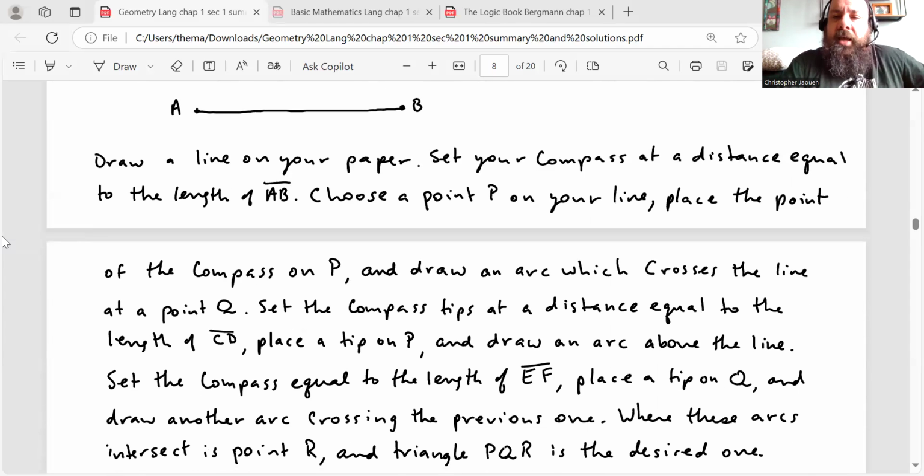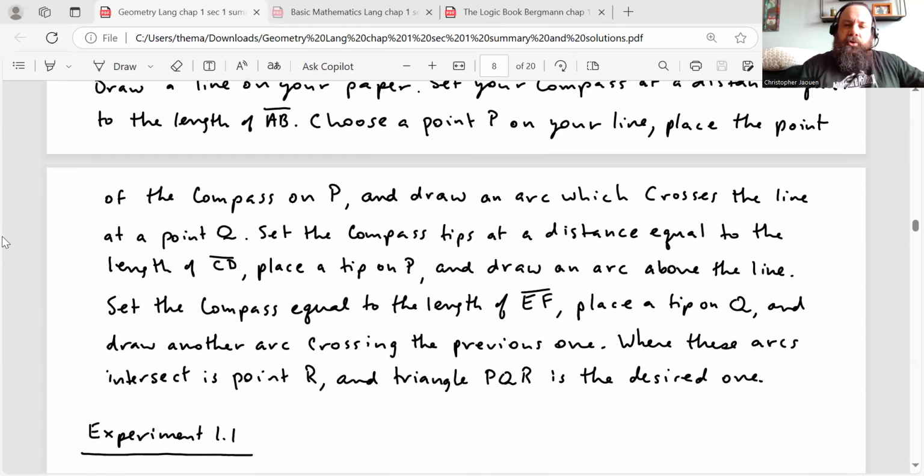Set your compass at a distance equal to the length of AB. Choose a point P on your line. Place the point of the compass on P and draw an arc which crosses the line at point Q. Set the compass tips at a distance equal to the length of CD. Place a tip on P and draw an arc above the line.